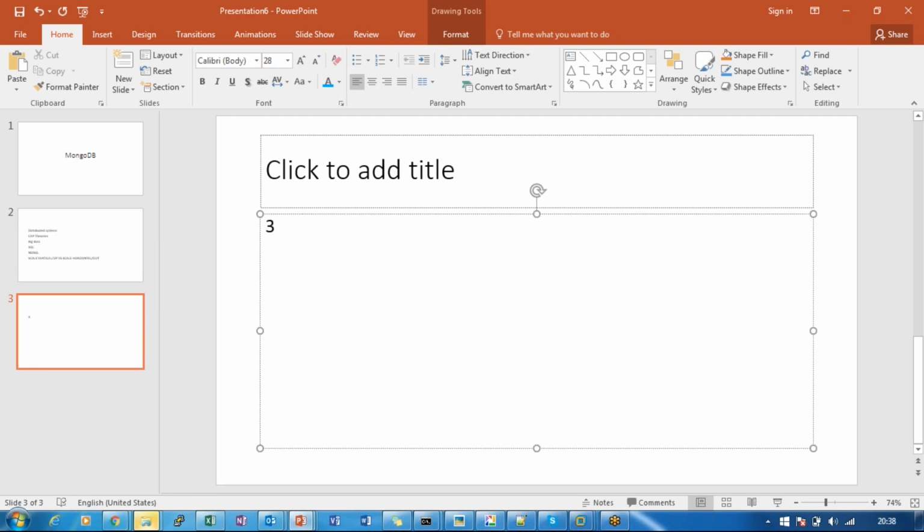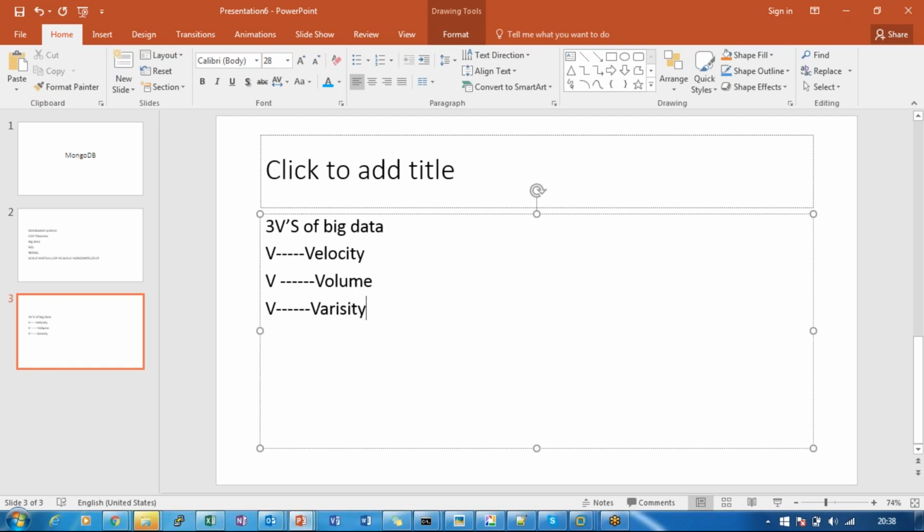The three V's of big data. What are these three V's? The first V says velocity. The second V says volume. And the third V says variety or veracity. Some will say four V's of big data, differentiating veracity and variety.